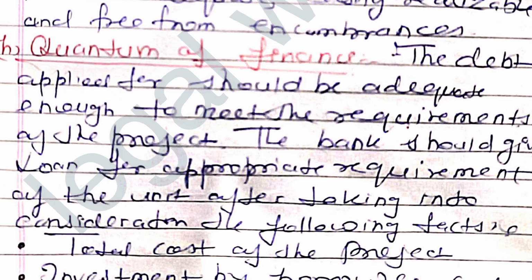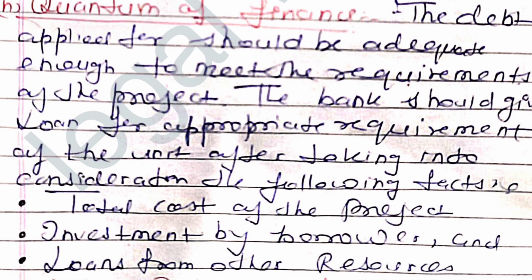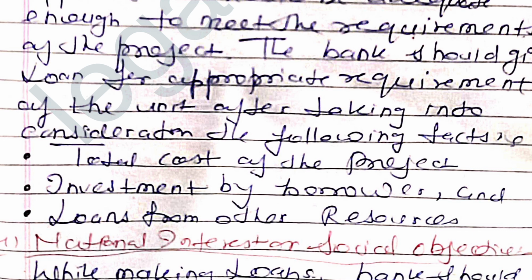The next principle of lending is the quantum of finance. The debt applied should be adequate enough to meet the requirements of the project, and the bank should give a loan for the appropriate requirement of the unit after taking into consideration the following factors: the total cost of the project, the investment by the borrower, and the loans from other resources.